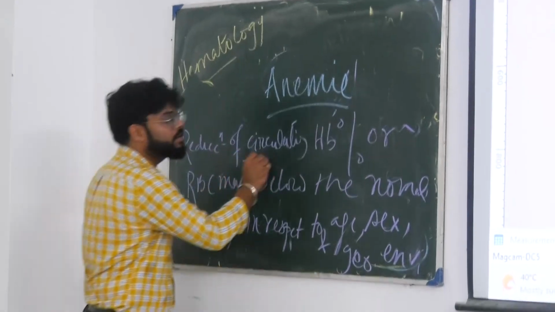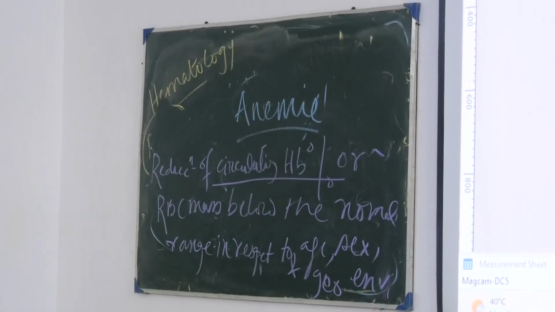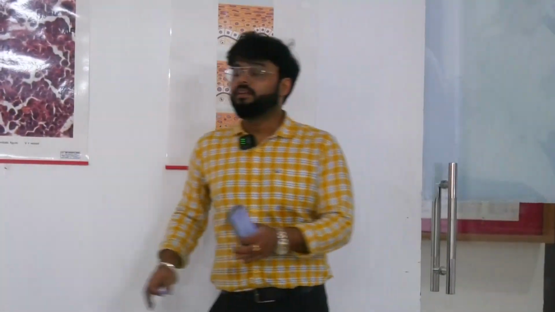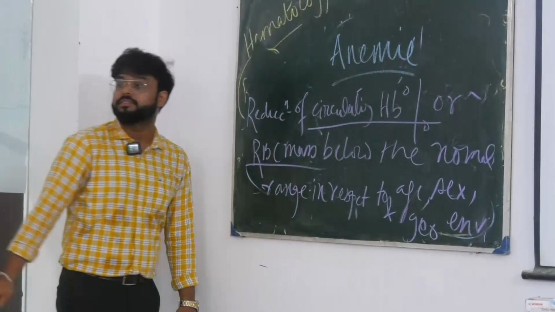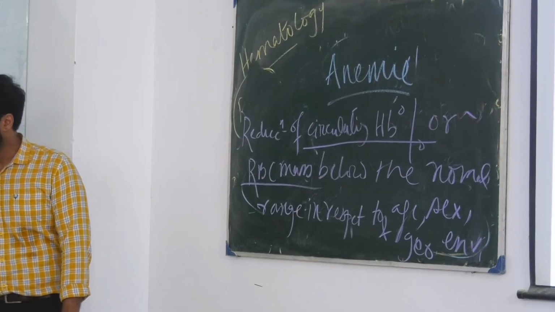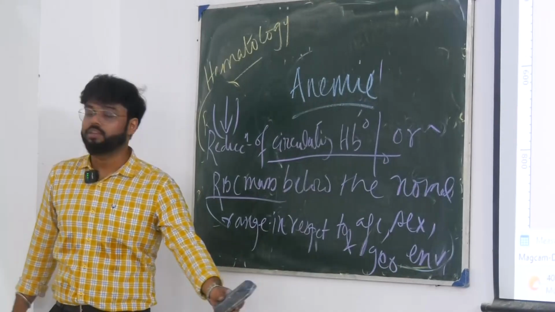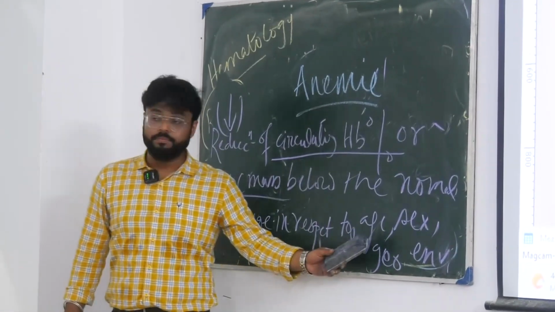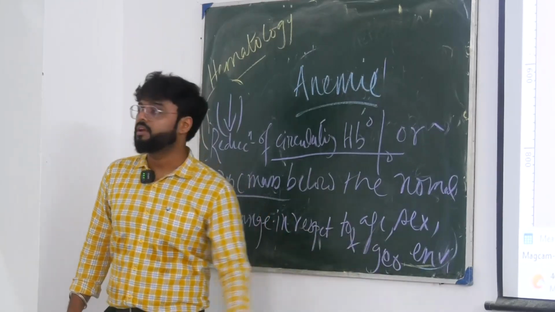Reduction in the circulating level of hemoglobin. It should be circulating level. It's not incorporated, that is the heme content. It's not incorporated in the other non-heme, that is other non-RBC heme content. It should be circulating hemoglobin concentration or RBC mass reduction in respect to the normal range of that person of the same age, sex or geographical environment.